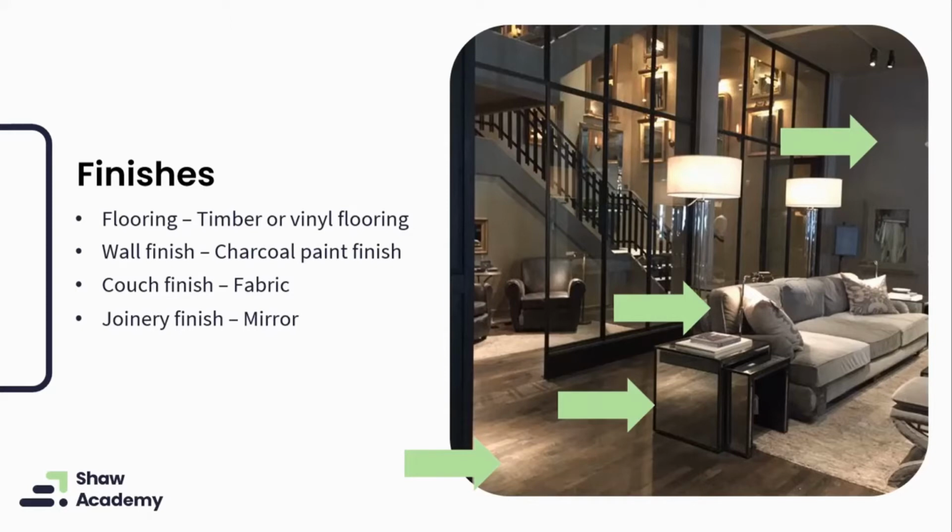So this exercise is to understand what in your project you need to be specifying. What do we need to add detail to for the builder to build the project? So as we can see in this case, we've got a floor finish, a wall finish, a furniture finish, and a joinery finish.